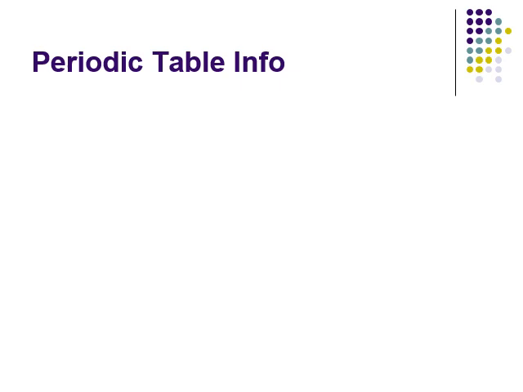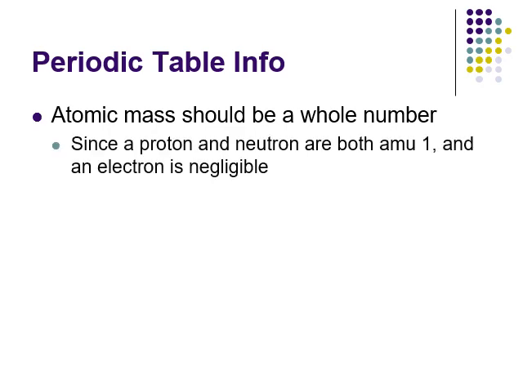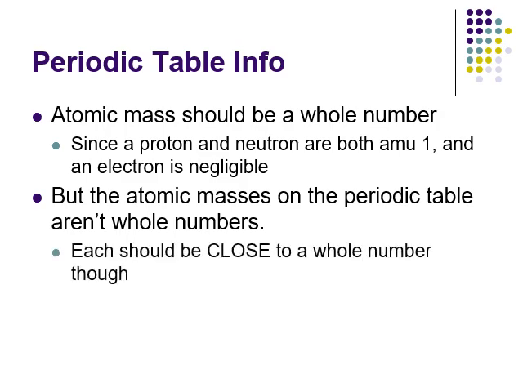Now, on the periodic table, we should see atomic mass being a whole number. Protons and neutrons added together, the mass number. And we can't have fractions. But that's not what we see. On the periodic table, there is atomic mass of the elements, but that's not whole numbers. So what's going on?